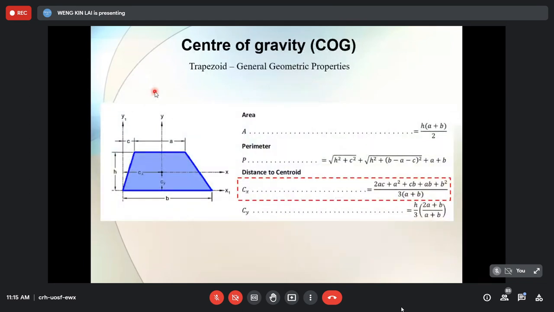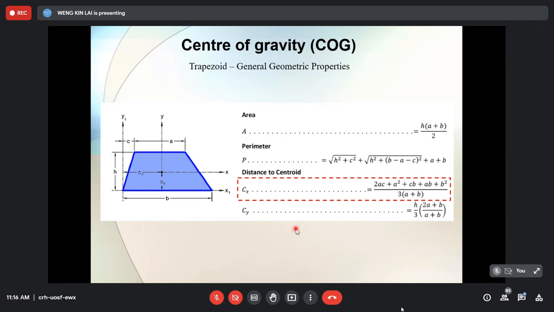So now, for a more complicated type, of course, the best way is actually to calculate the area for this trapezoid. If you check back your mathematics books from previous years, or even check online, you'll find the center of gravity for your trapezoid. Trapezoid means that you have only two sides which are parallel, and the other two sides are not parallel.